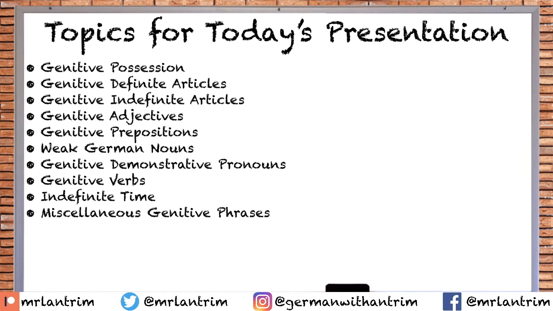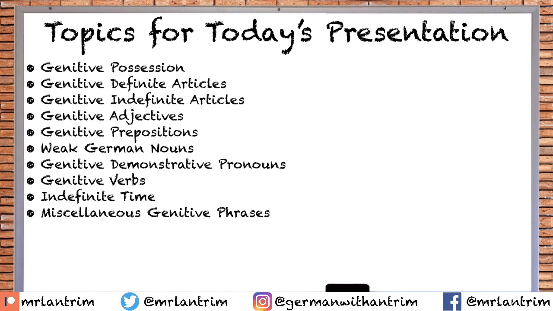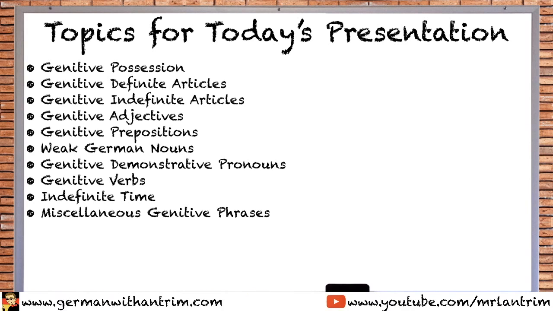Then we have genitive verbs. Yes, they do exist. That is a thing. And if you're curious about that, you're going to have to stick around towards the end of this. I finally get into genitive verbs. Then we get into indefinite time. This is time that you use with, like, one day my prince will come. That's eines Tages. Anyway, the point is that's genitive case as well. And then we get into miscellaneous genitive phrases, which is just phrases that happen to use genitive for whatever reason.